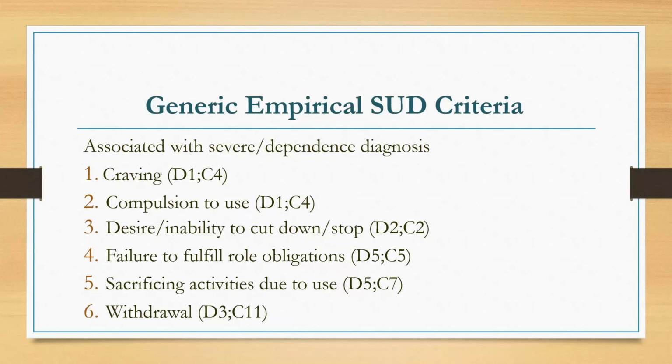Now, if we're looking at generic criteria, these 6 are split up by those criteria that seem to indicate a more serious problem. The D and C designations refer to dependence as defined by the ICD-10, or C as a criterion of the DSM-5. So we have craving and compulsion to use, which the DSM-5 lumps into one single criterion, actually, a desire or inability to cut down and stop, failure to fulfill role obligations, and sacrificing activities due to use or because of use, and withdrawal.